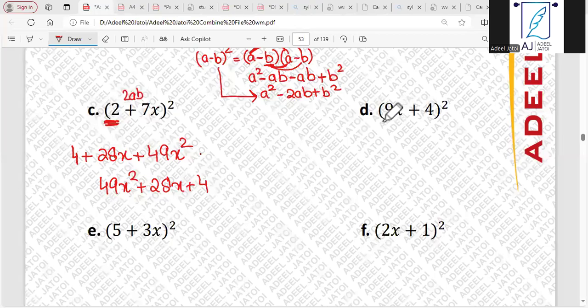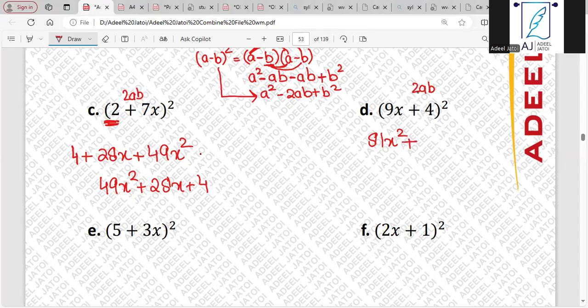Again, this is your 9x, right? So 9 square is what? 81, and x square becomes x square. So this will be 81x square. Then what do we have? 2ab, right? In the middle with a plus sign, because there's a plus in between.